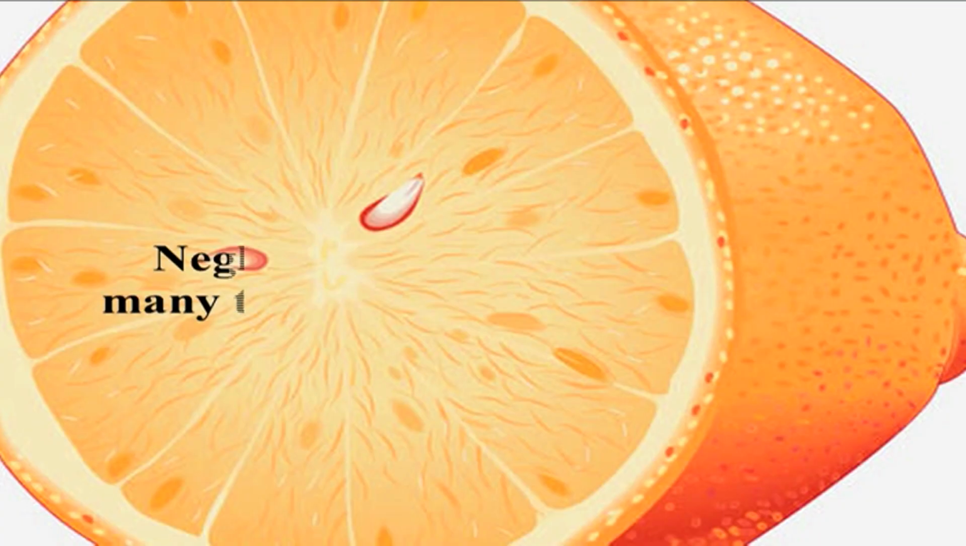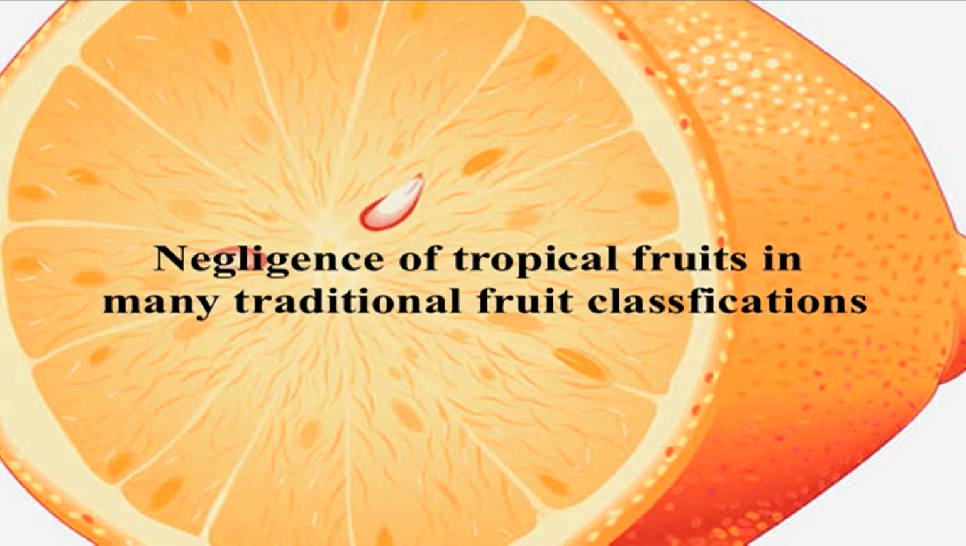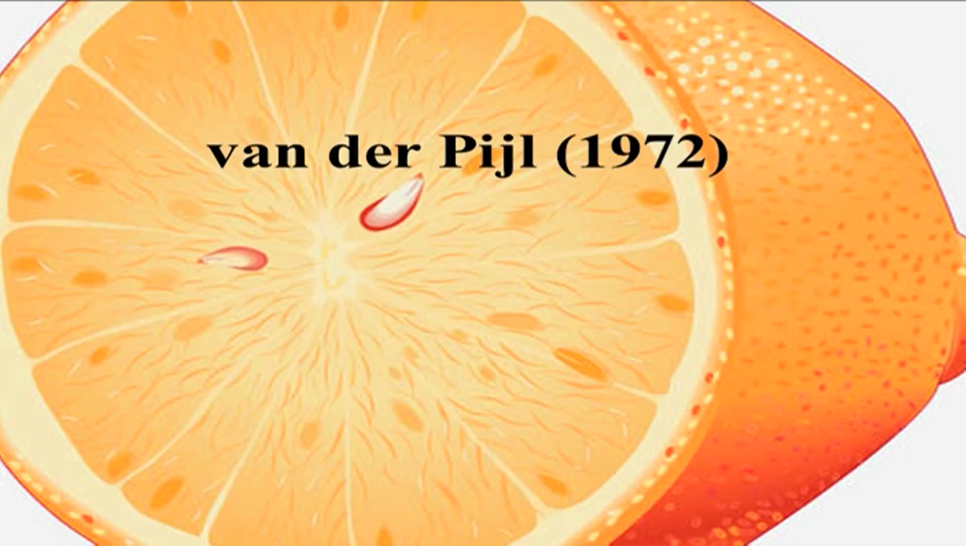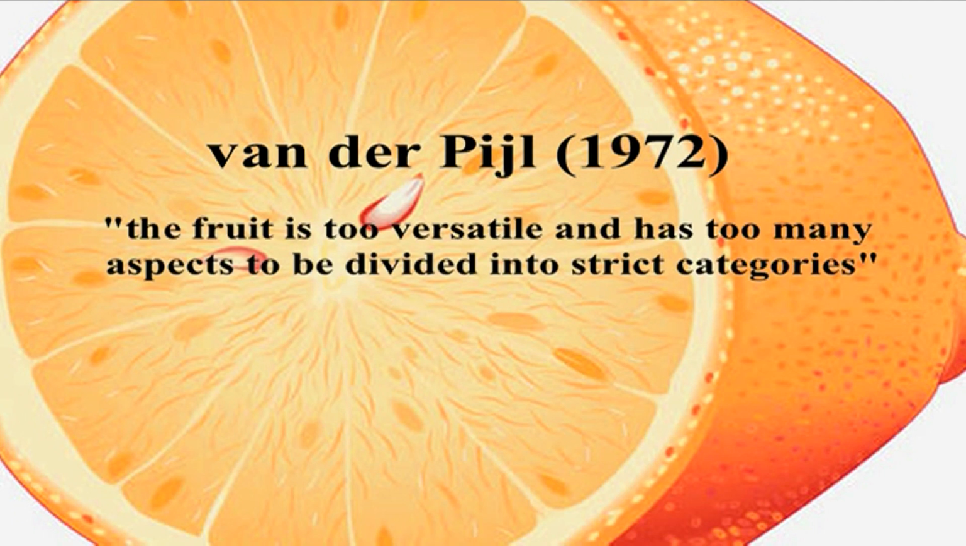This is because of the problems of perplexing and often continuous variation in fruit structure, extensive convergent evolution of fruiting structures, associated accessory parts forming a functional part of the fruit, and negligence of tropical fruits in many traditional fruit classifications. Due to the same reason, Van der Pijl has concluded that the fruit is too versatile and has too many aspects to be divided into stricter categories.